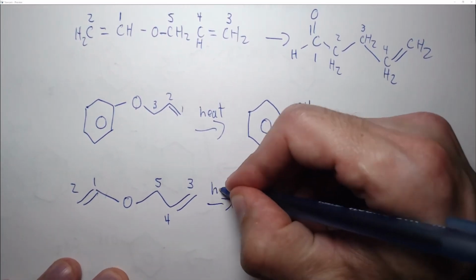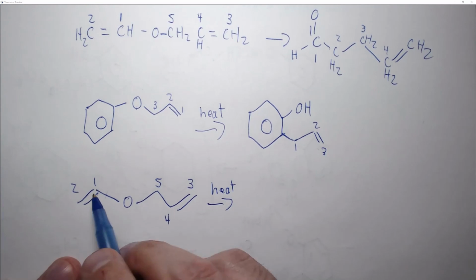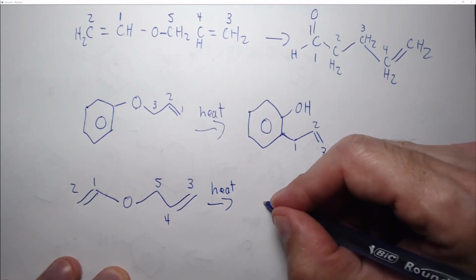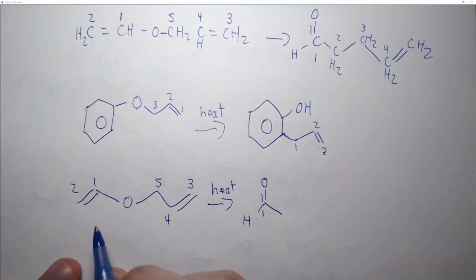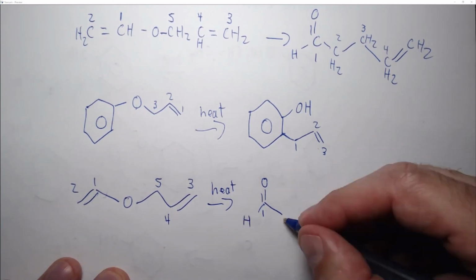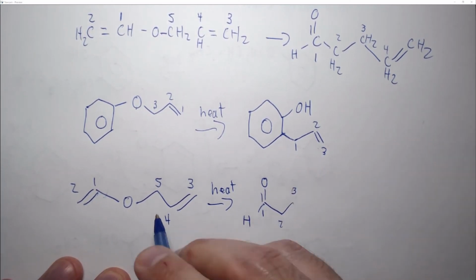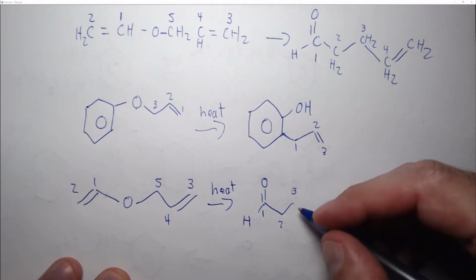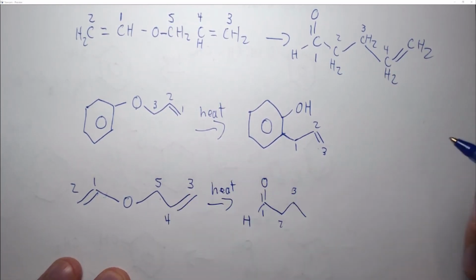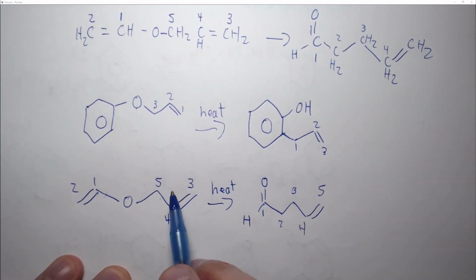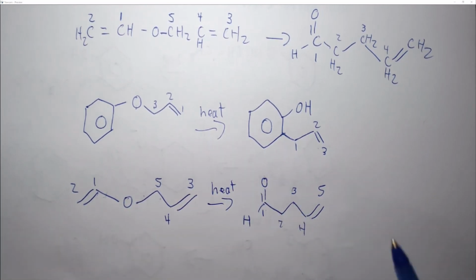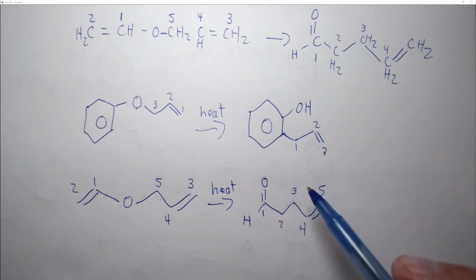So when we add heat to this thing, what's going to happen is carbon 1, which I'll draw that way, is going to now be double bonded to O and bonded to an H. Carbon 2, which used to be double bonded to carbon 1, this double bond is now going to be the bond with carbon 3. Carbon 3 and 4 used to be double bonded, but that double bond is going to shift between carbon 4 and carbon 5, like so. And then this bond is going to break, and that's how we get the double bond here with this aldehyde.